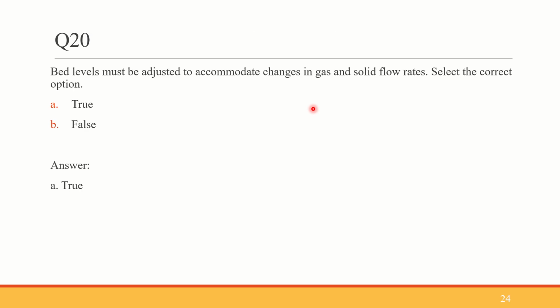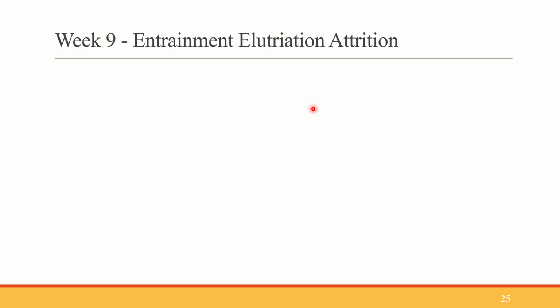So 20 questions are from week 10. Now we have some 15 problems from last week, that is week 9: entrainment, elutriation, attrition mechanisms. Assignment problems from week 9 which you would have submitted by this Wednesday, and these are the solutions for that, which we can discuss.